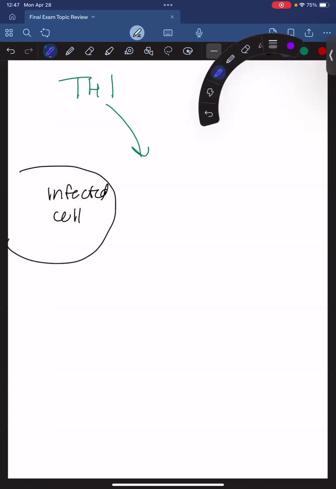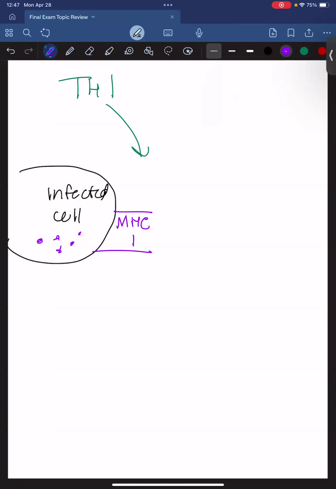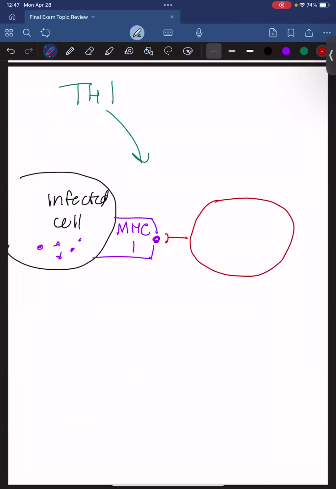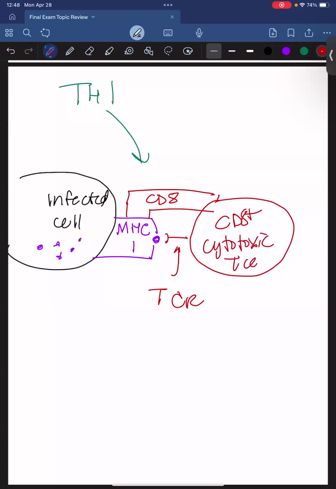Now, TH1 will be activating our infected self cell. It's infected on the inside with antigen. This is inside, so what MHC does it present on? MHC1 presents the antigen. And then you have a whole other T cell with a T cell receptor. So what's CD8 doing here? CD8 recognizes MHC1, always. This is our T cell receptor that recognizes the specific antigen. This is our CD8 positive cytotoxic T cell. It's just going to kill it, no questions asked. But it can't do that without the signal from our T helper cell.